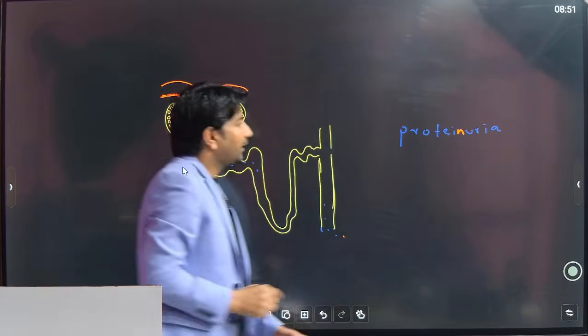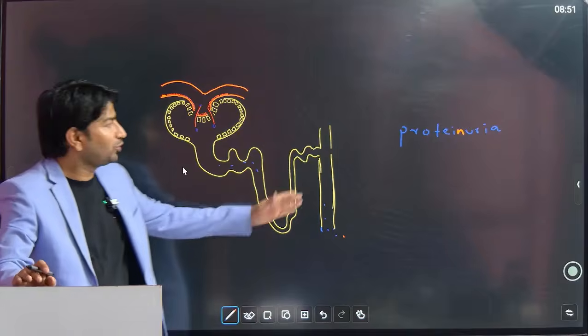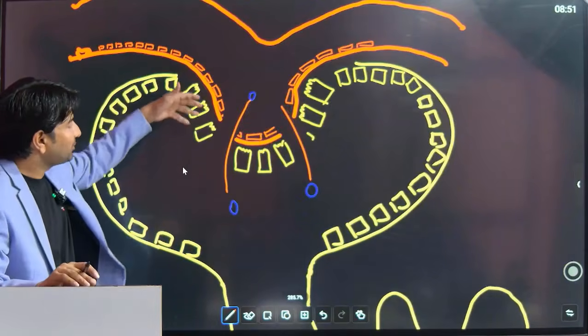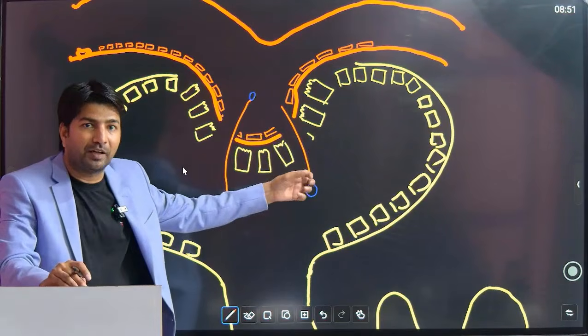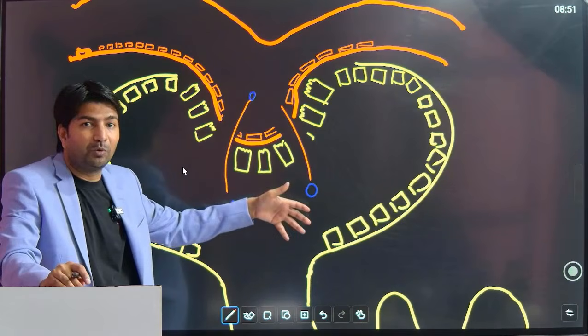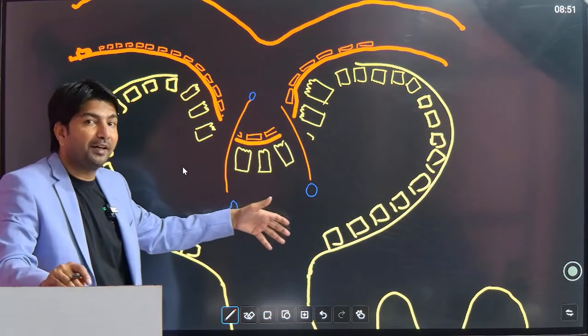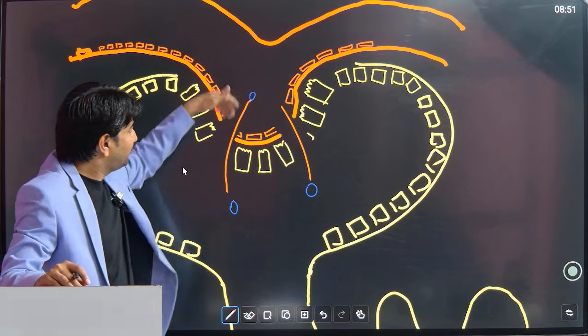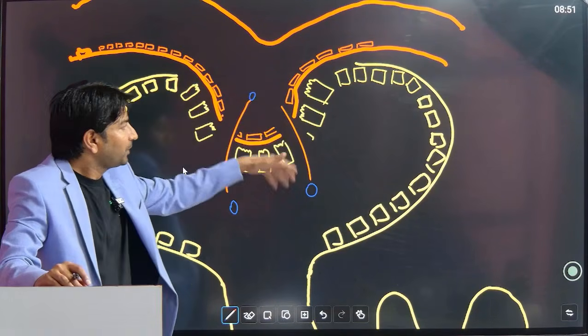This means if a patient has nephrotic syndrome, they will have proteinuria, and nephrotic syndrome means that this filtration barrier we have here gets damaged. Because of this damage, we'll see many symptoms, which is why we call it nephrotic syndrome. But what actually happens is that this filtration barrier gets damaged. Due to this damage, protein leaks out.